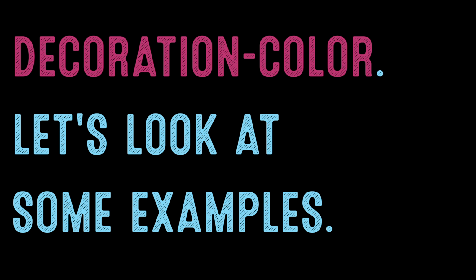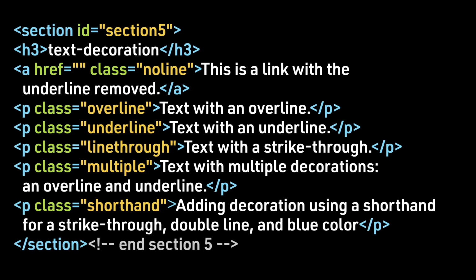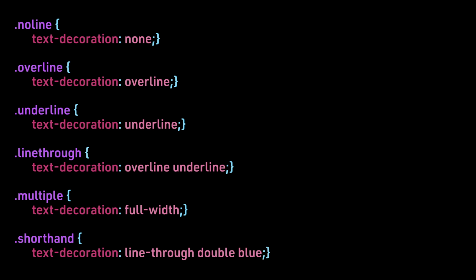Let's look at some examples. Here is the HTML. We have created classes to represent each of the values available for text decoration. In the first example, we have created a link. We are removing the default underline that is added. In the multiple option, we are adding both an overline and an underline. And in the shorthand option, we are adding a strike through that is a double line and will be blue in color.